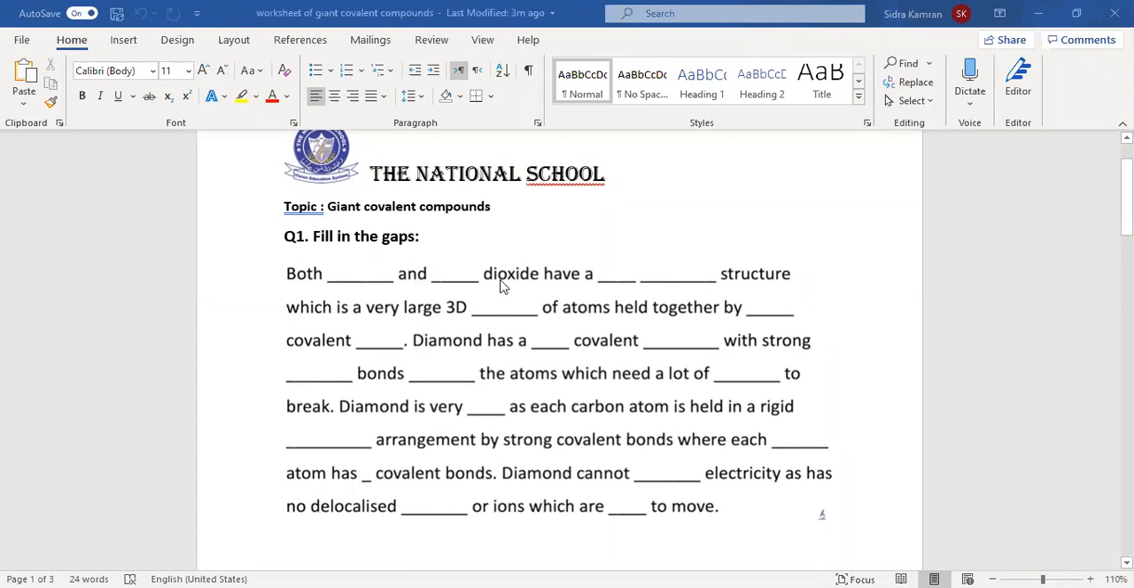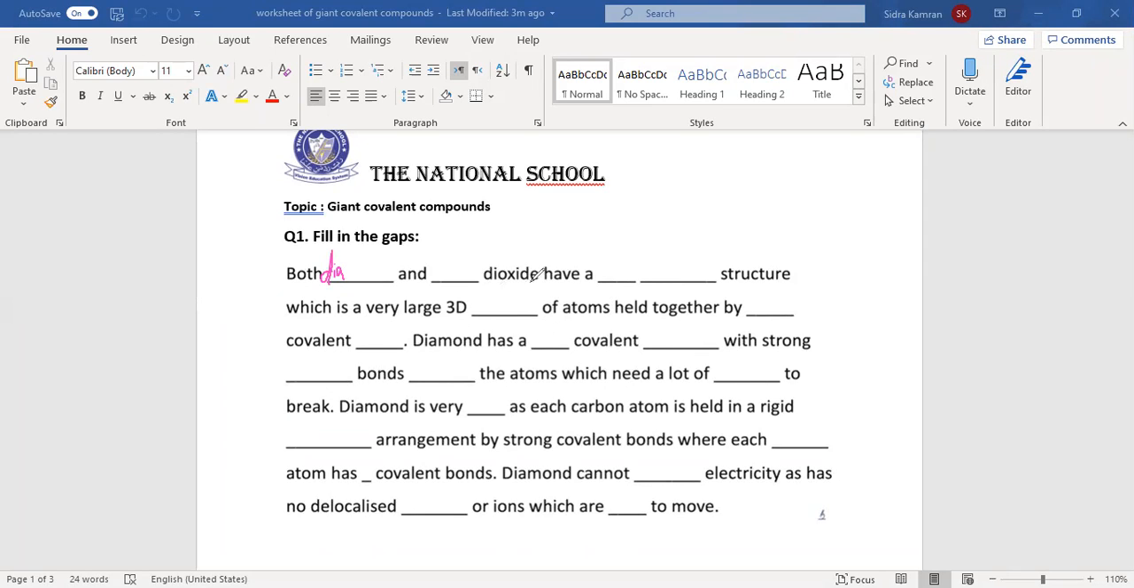Both dash and dash dioxide have a dash structure. Dioxide is showing what you have to write. We are talking about giant covalent compounds. I have discussed with you three giant covalent compounds: graphite, diamond, silicon dioxide. So what can you write in these two blanks? Both diamond and silicon dioxide. Yes, diamond and silicon dioxide have similarities in their structure, so you can write that here, because the next sentence is completing it.